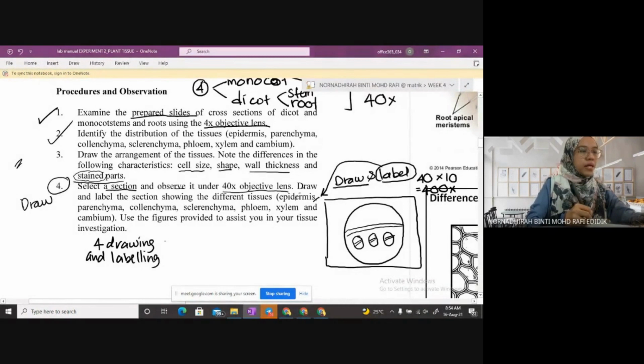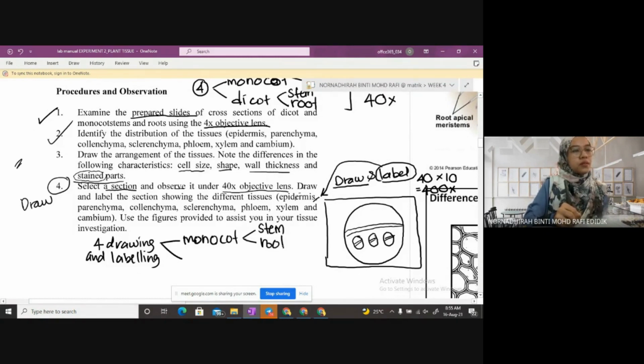Okay, 4 gambar ni adalah, take note ya, saya nak awak take note, tulis kat dalam nota awak. Monocotyledon, monocot, stem and root, and then dicot stem and root. So ada 4 drawing and labeling each of the diagram.